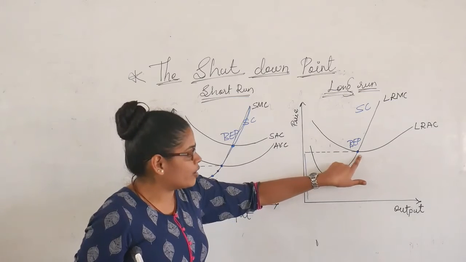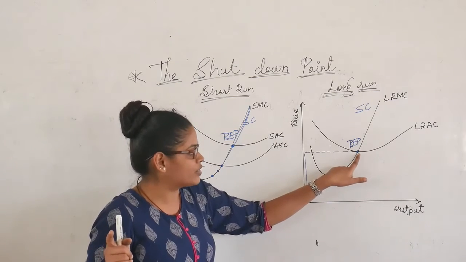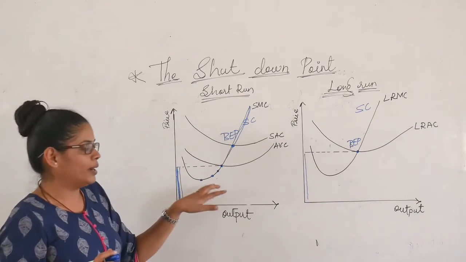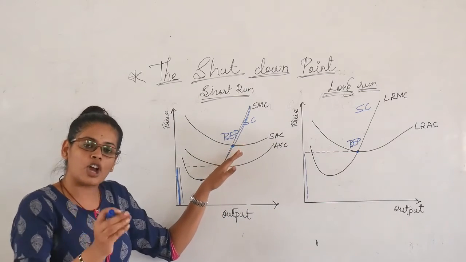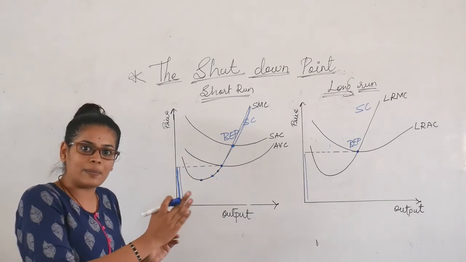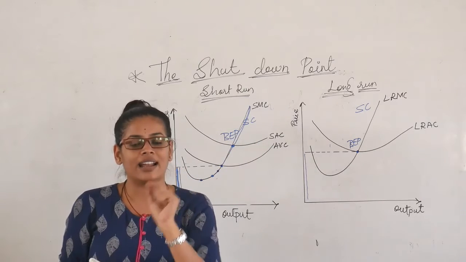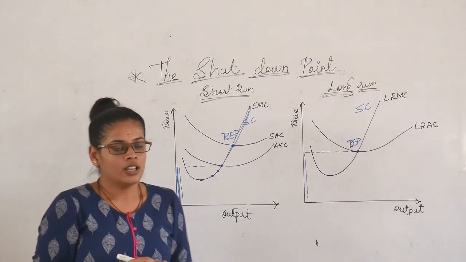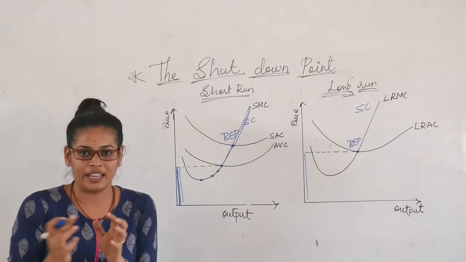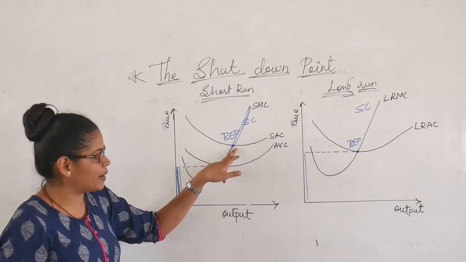In the long run, the supply curve, or the long run marginal cost curve, which intersects the minimum of the average cost, we call the break-even point. But in the short run, the supply curve, or the short run marginal cost curve, which intersects the short run average cost, that point we consider the break-even point. So we have understood which is the shutdown point and which is the break-even point. Here you can see this is the shutdown point and this is the break-even point.